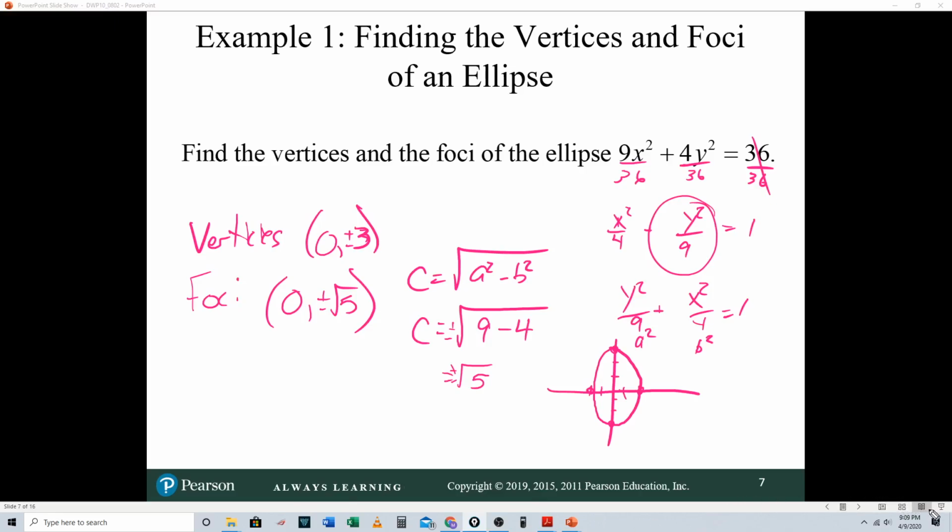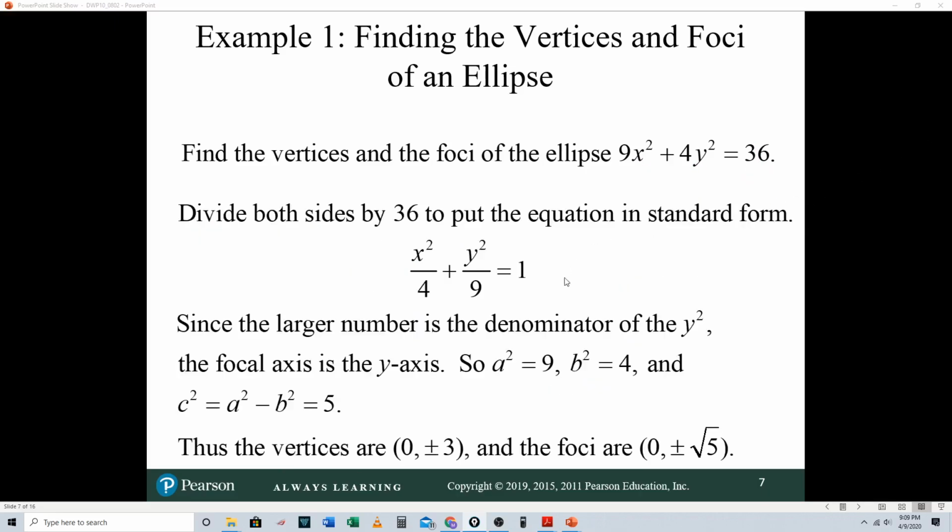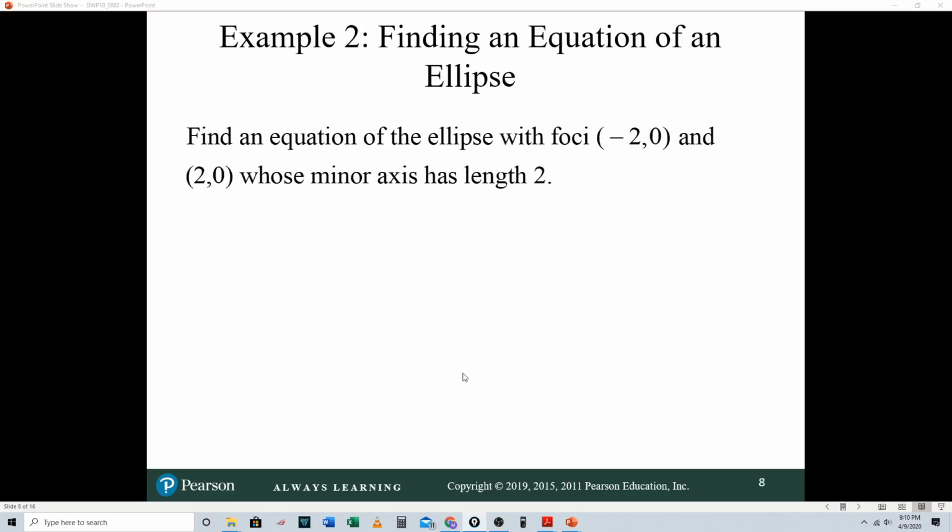And yes, I can hear you going, you're the math teacher, you know how to do this. Yeah, of course. So there they are. We have everything. Again, I like to write it in order. So there's your vertices, there's your foci. So yes, we did it correctly.